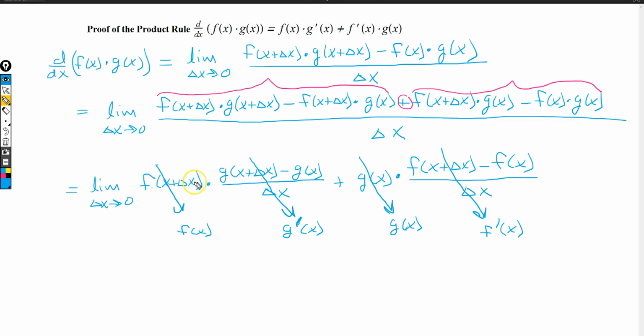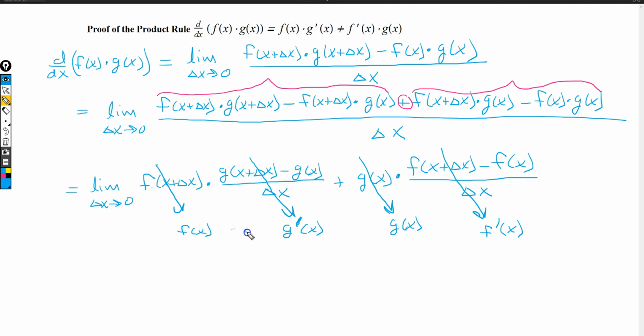And let me say one more thing about this f of x plus delta x. The delta x is going to 0, so basically we can just plug 0 in for that delta x and you get f of x. That also relies on the fact that f of x is continuous, and we know f is continuous because it was assumed to be differentiable. And we have a theorem that tells us if a function is differentiable, then it is continuous.